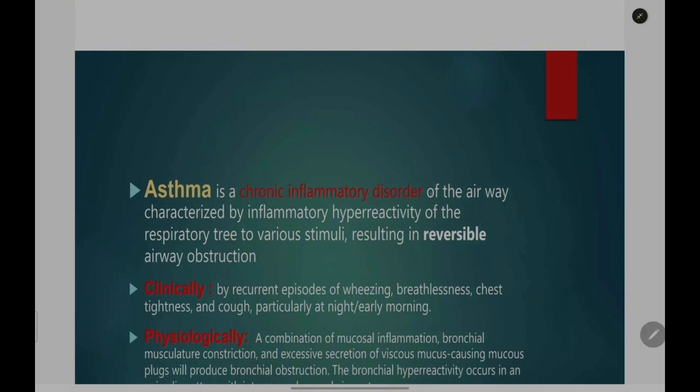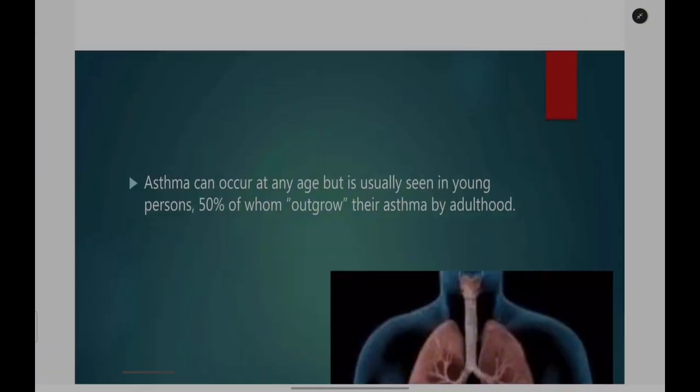Asthma is a chronic inflammatory disorder of the airway characterized by inflammatory hyperreactivity of the respiratory tree to various stimuli, resulting in reversible airway obstruction. Clinically, by recurrent episodes of wheezing, breathlessness, chest tightness, and cough, particularly at night or early morning. Physiologically, a combination of mucosal inflammation, bronchial musculature constriction, and excessive secretion of viscous mucus and mucus plugs will produce bronchial obstruction. Asthma can occur at any age but is usually in younger persons, 50% of whom outgrow their asthma by adulthood.